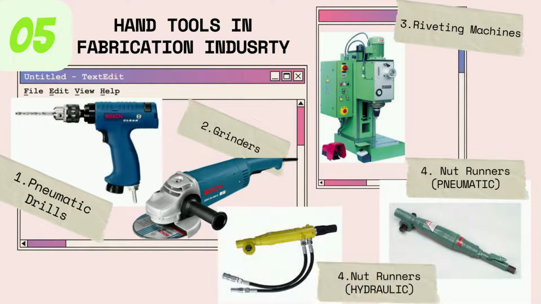Last but not least, hand tools in fabrication industry. The applications of fluid power are used in hand tools, which are pneumatic drills, grinders, rivet machines, and nut runners, which have two types of nut runners, pneumatic and hydraulic.